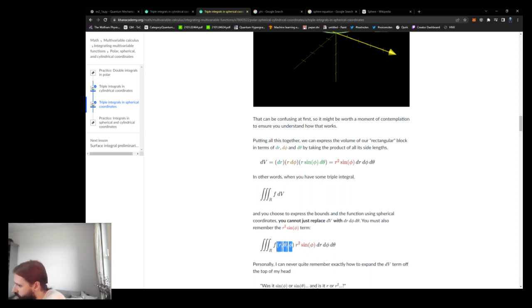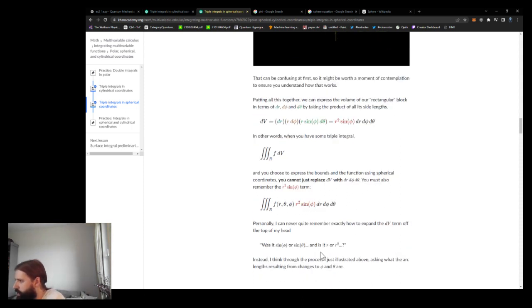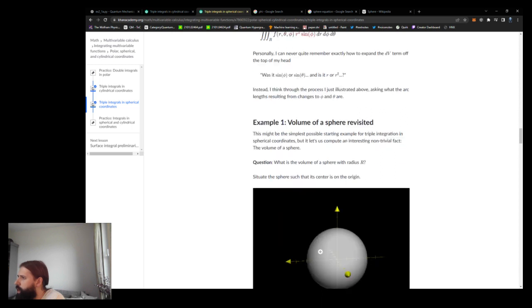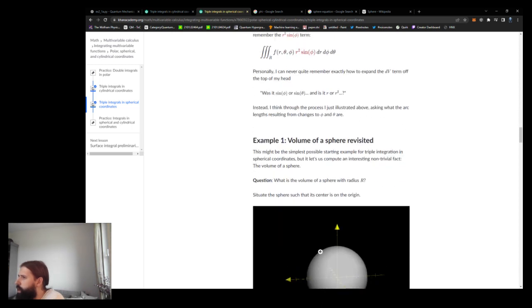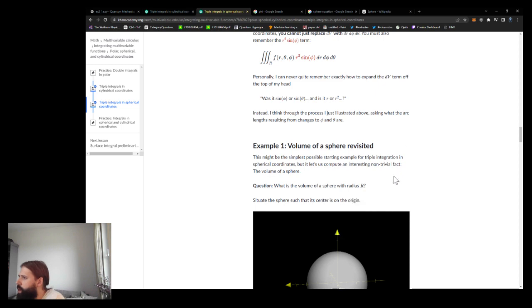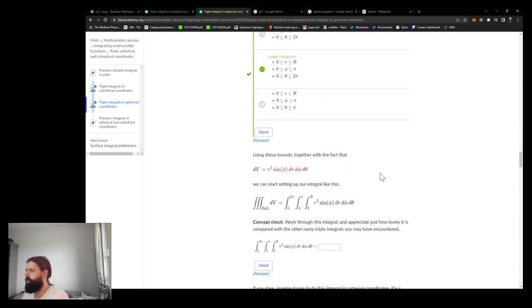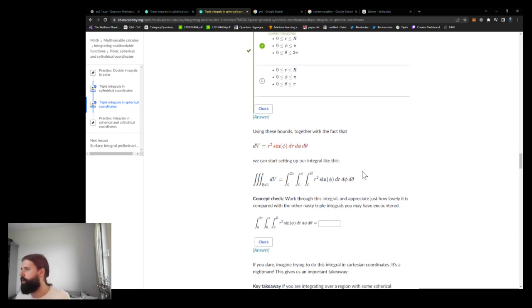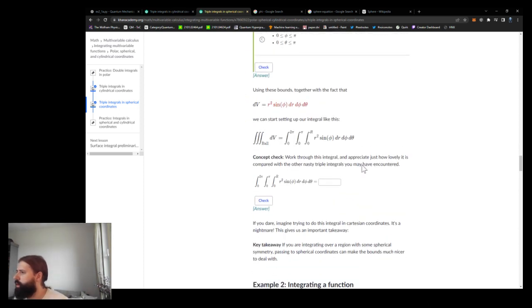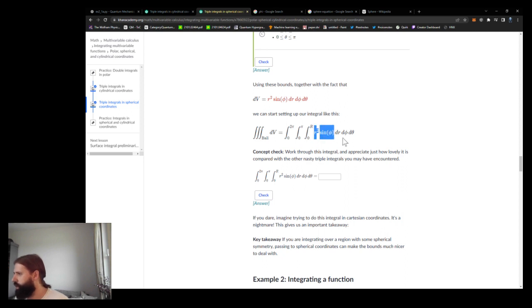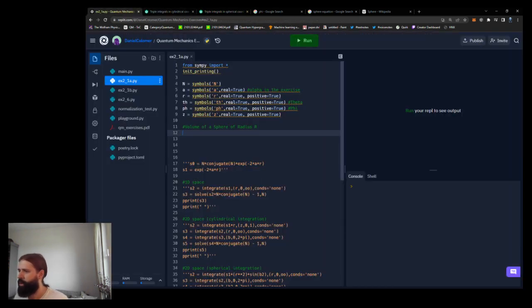That is something that is not so clear to me though. Why would the multiplication do the trick here? But okay, let's just do these like that. R squared sine theta. So basically there's no real function.